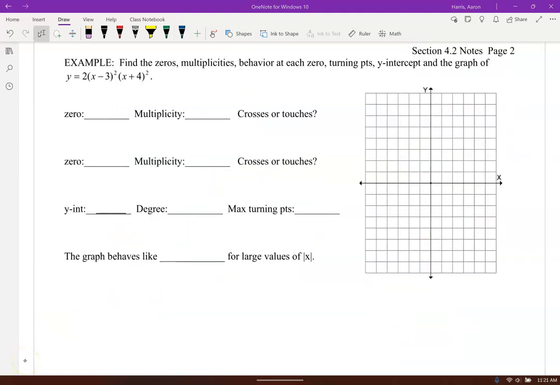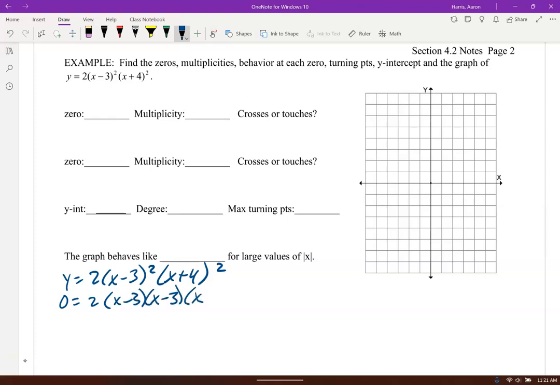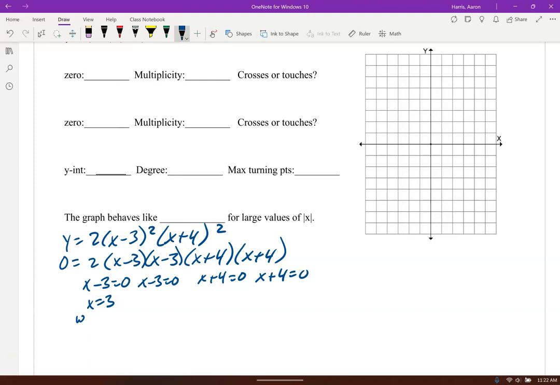All right, here's our next function. Y equals 2 times (x minus 3) squared times (x plus 4) squared. We're going to find our x-intercepts. So notice we have 2 of these x minus 3s, 2 of these x plus 4s. So you set each of those factors equal to 0. And you notice x equals 3, but there's 2 of those x equals 3. So you say with multiplicity of 2.